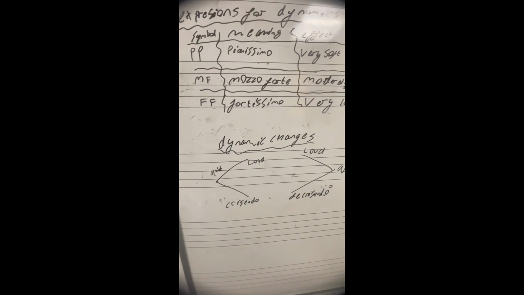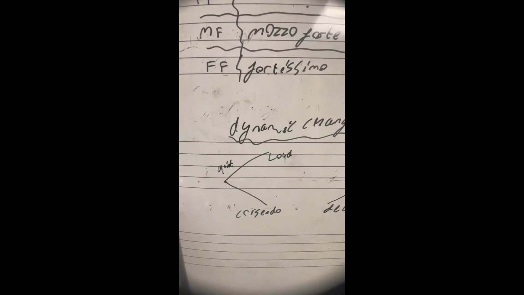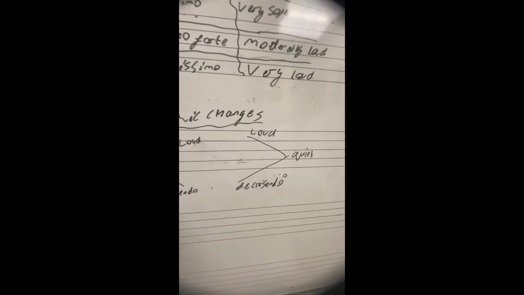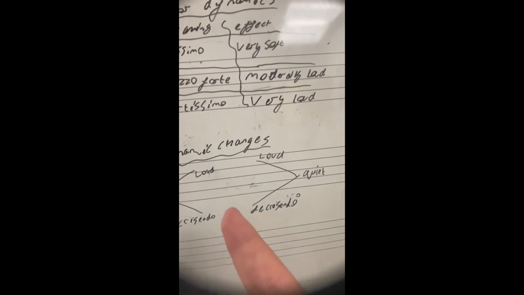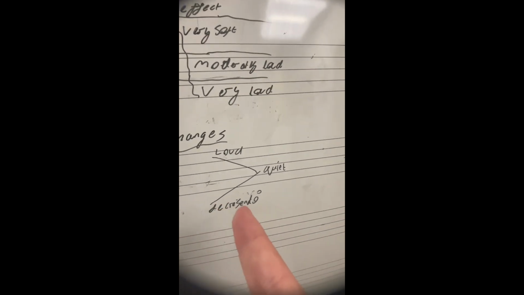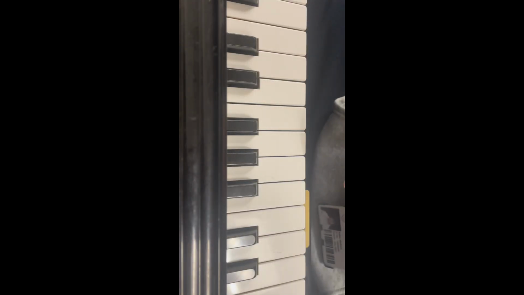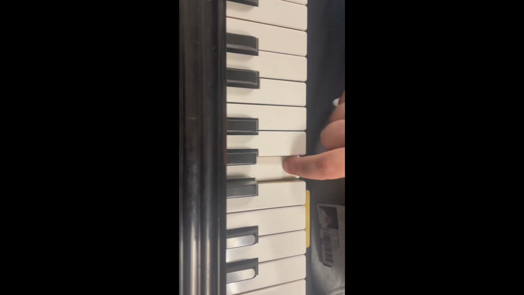Then I'm going to do dynamic changes. So crescendo goes from quiet to loud, whilst decrescendo is the opposite, it goes from loud to quiet. So here's crescendo, so it goes from quiet up to loud. Then you've got decrescendo, so it goes from loud to quiet.